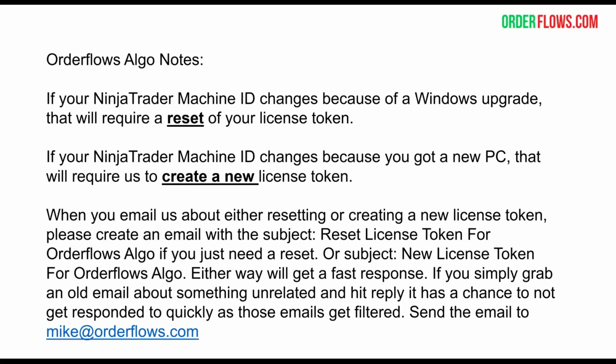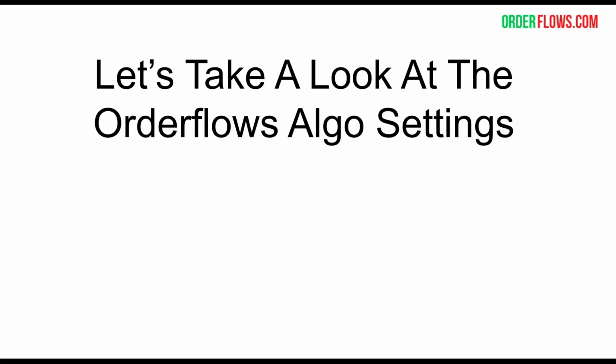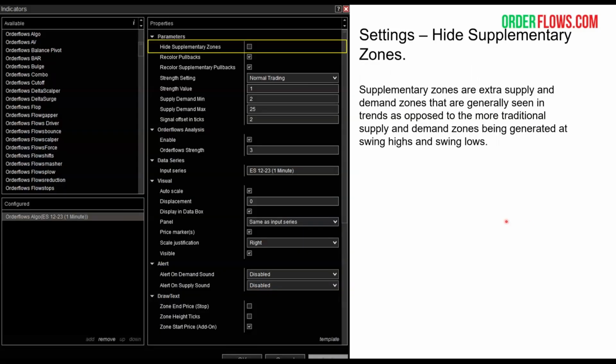But I was going to skip over this part because this deals with if you actually have it, right? The license part. Because if you have the Orderflows algo, you do need a license for it. But well, let's take a look at it in action. Or we'll start with the settings first, okay? So people can understand sort of what goes into the Orderflows algo.